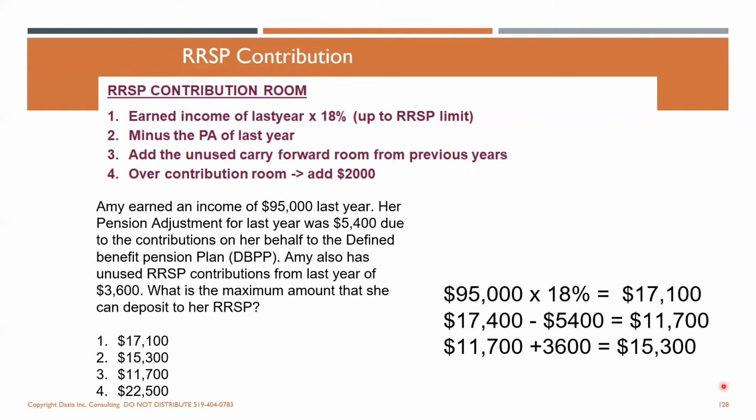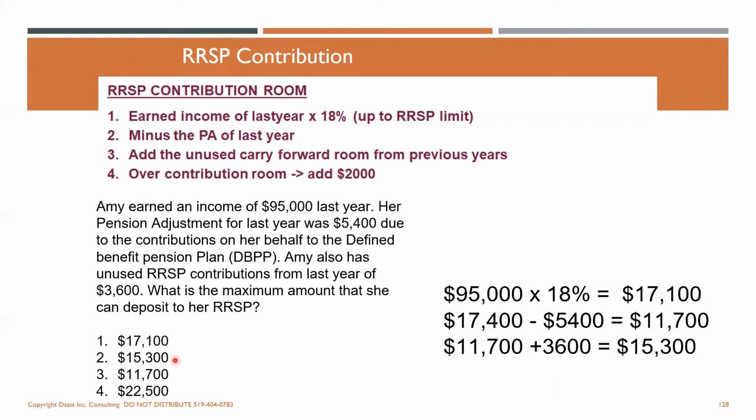The way to do it is $95,000 times 18%, and that comes out to 17,100. Like we said, this is the first step, 18% of the earned income, minus the PA. The PA is 5,400, so you subtract that, and you end up with 11,700. Then you need to add the carry forward room from the previous year. So 11,700 plus 3,600 gives you 15,300. Usually you would stop there. Usually that is the answer, 15,300.